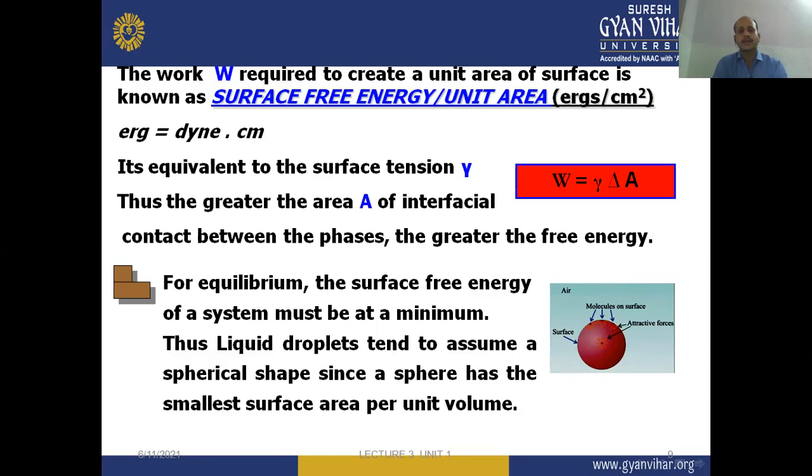Thus, the greater the area of interfacial contact between the phases, the greater will be the free energy. For equilibrium, the surface free energy of a system must be at a minimum. So liquid droplets tend to assume a spherical shape. As I told you, a sphere has the smallest surface area per unit volume. So raindrops or liquid droplets always tend to assume a spherical shape because a sphere has the smallest surface area per unit volume.